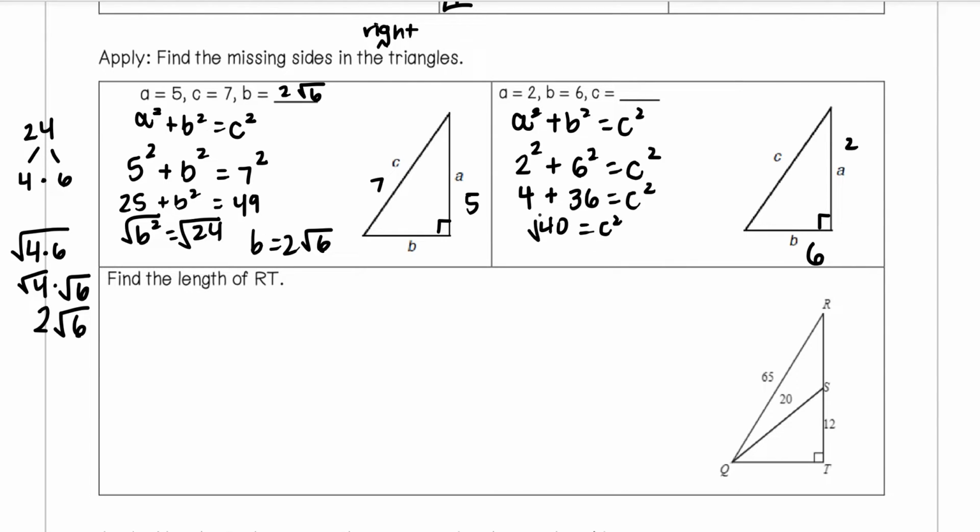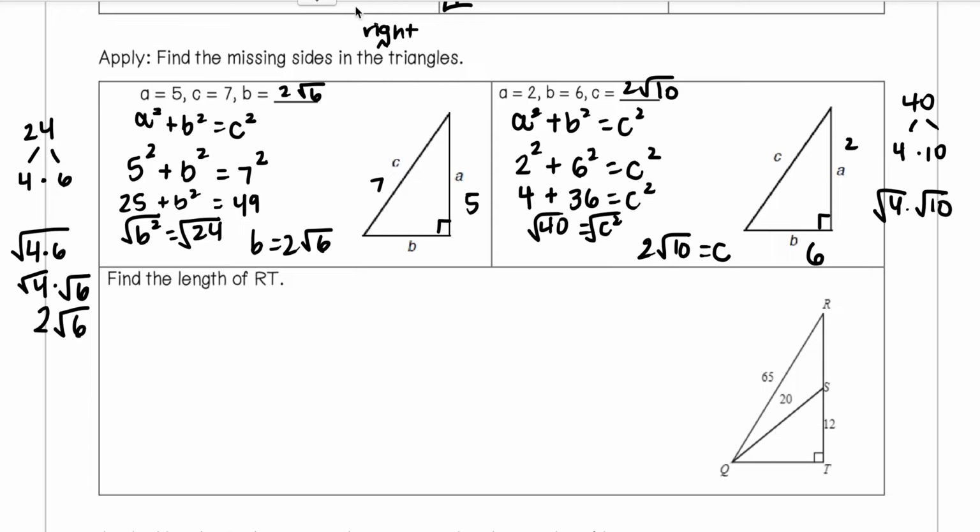And then to get the c alone, we have to take the square root of both sides. So the square root of 40 would not be fully simplified, so we want to break 40 up into its factors. 4 times 10 lets us see that we have a square root there. So really that's going to be the same thing as taking the square root of 4 times the square root of 10, which gets us 2 root 10 equals c. So that'll be our length of our hypotenuse for this triangle. In this question, we're asked to find the length of RT.